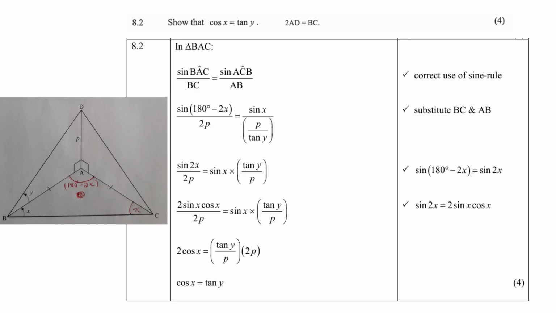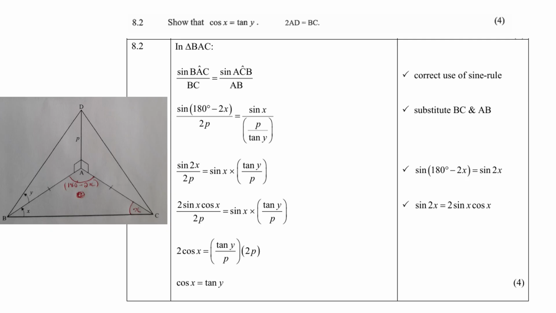So the sine of x will cancel on the left-hand side and sine x will cancel on the right-hand side. And we're left with 2 cos x equals tan y over p times 2p, because we multiply both sides by 2p, right? Multiply both sides by 2p. Then, of course, you can divide both sides by 2 again. Remember now, then the p will also cancel, and then we get cos x equals tan y.